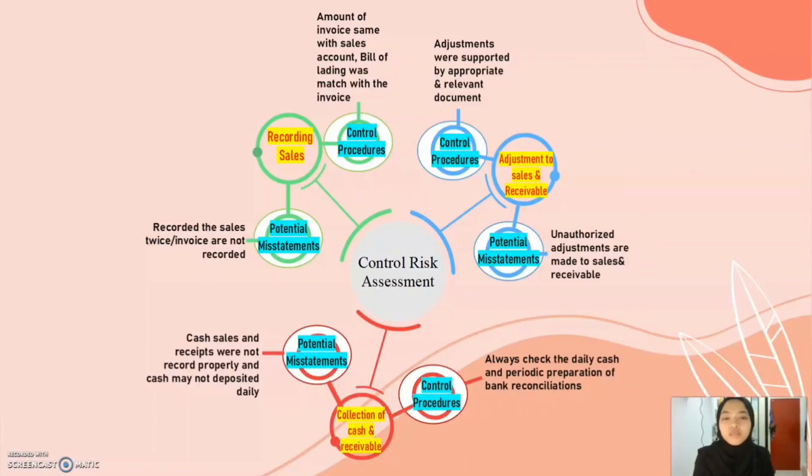And the last one, adjustment for sales and receivable. The control procedure is adjustment was supported by appropriate and relevant document, but the potential misstatement is unauthorized adjustments are made to sales and receivable.